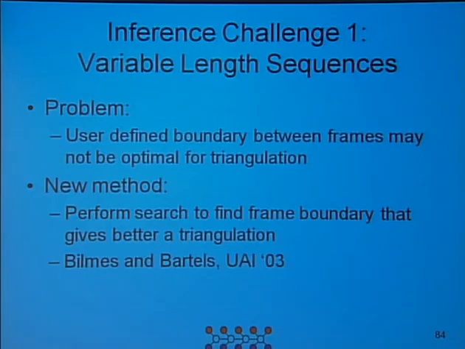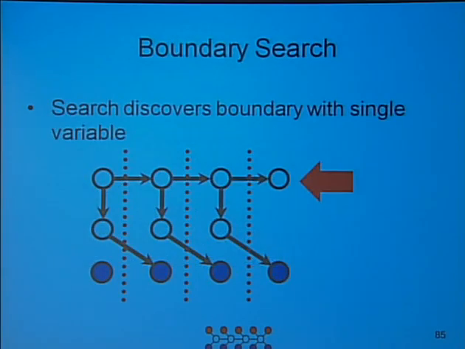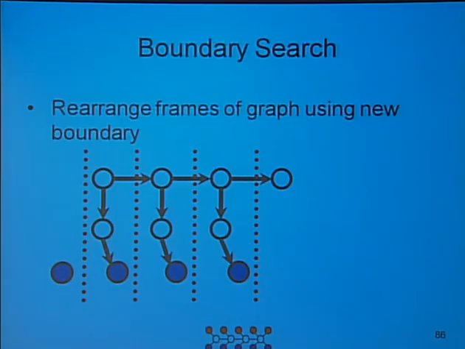So what we do is we perform a search to find a frame boundary that gives a better triangulation. And this is from our 03 UAI paper. And I'll give an example. So in this particular graph, the search will discover that we can find a boundary that just has a single variable. And then we rearrange the frames of the graph using this new boundary. This is the exact same graph as the previous frame. We've just rearranged the frame boundaries such that the boundary between frames is more conducive to a good triangulation.